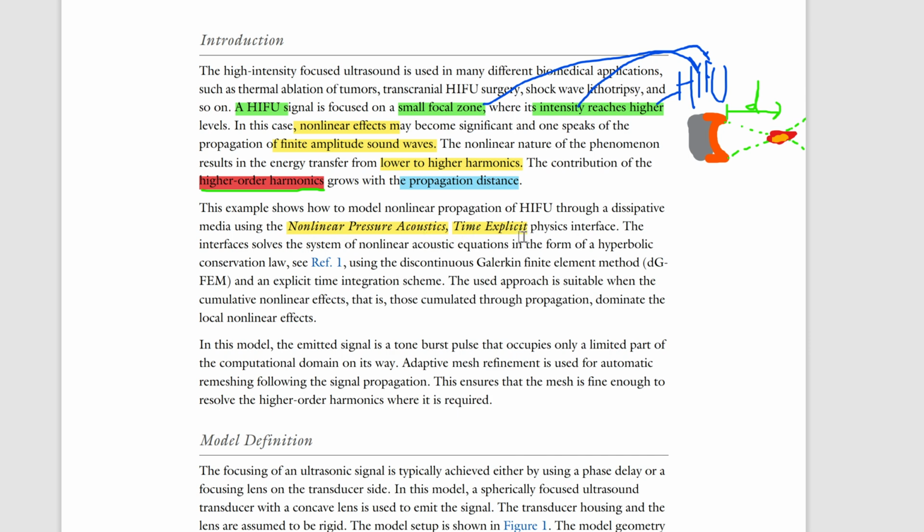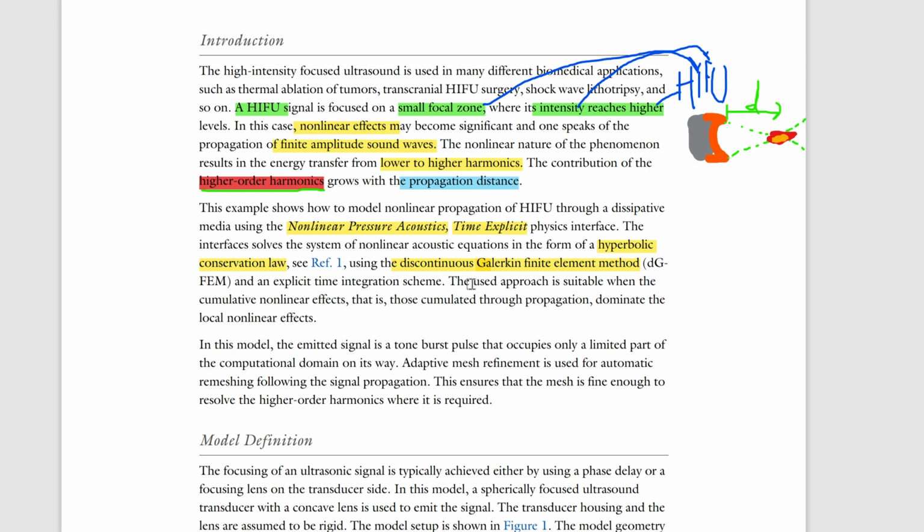Okay, so still having a question then. So we'll still kind of wonder, what is this hyperbolic conservation law? What are we conserving? Using the discontinuous Galerkin finite element method, DGFEM. So I'm familiar with finite element methods, but maybe I need to see which one this is. What exactly is the Galerkin method? The discontinuous method. And an explicit time integration scheme. Okay. Time integration scheme. So we're integrating in time. Okay. So it's just happening over time.